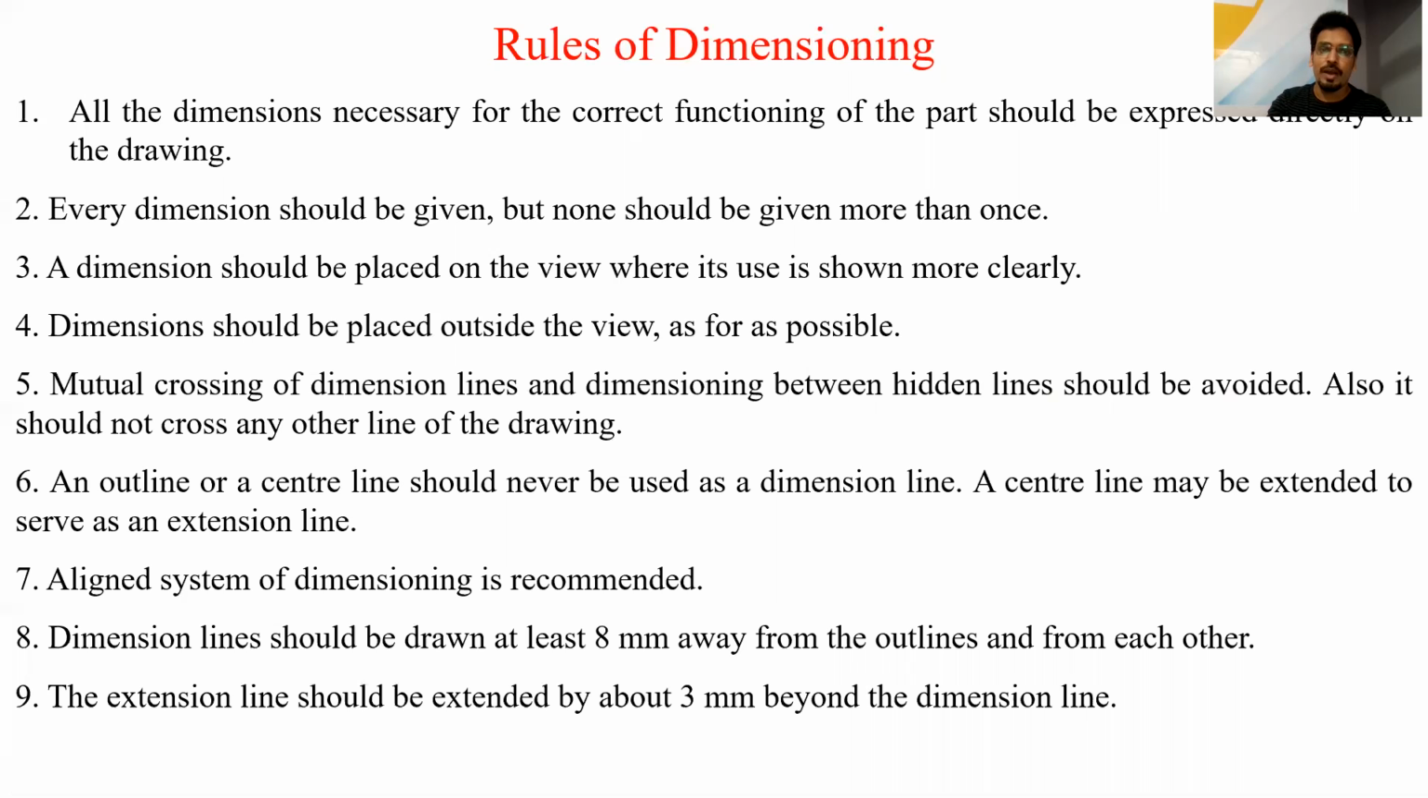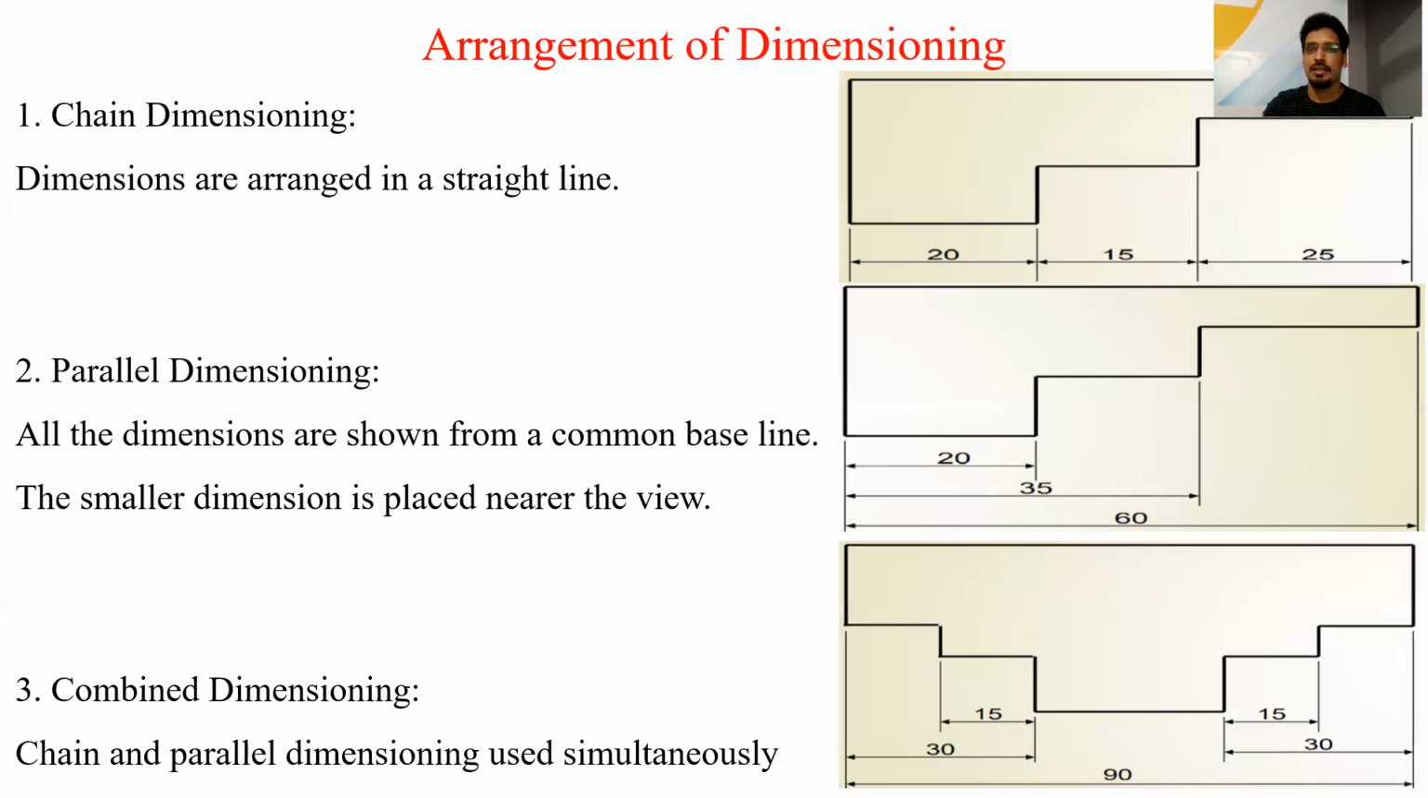Aligned system of dimensioning is recommended. Mostly we use the aligned system of dimensioning according to the Bureau of Indian Standards. Next, dimension line should be drawn at least 8 mm away from the outline and from each other. For example, this is the object line. So the dimension line is drawn parallel to this object line in such a way that there must be a space of 8 mm in between the dimension line and the object line.